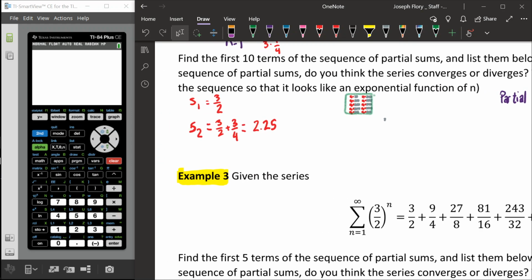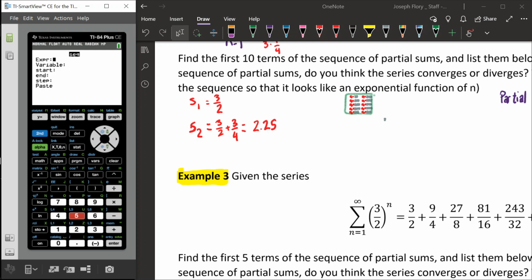All right, so second list, go over to the ops menu. Option 6 is that cumulative sum. And then we want to sum up our sequence. So going back into our list menu, go over to our ops, and then option 5 is our sequence. And this brings up, if you're on the 84, this brings up a little menu we can plug in these same values in.